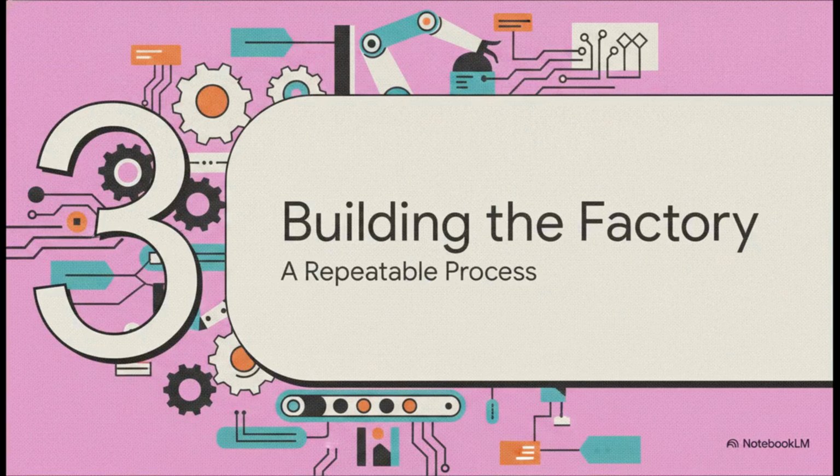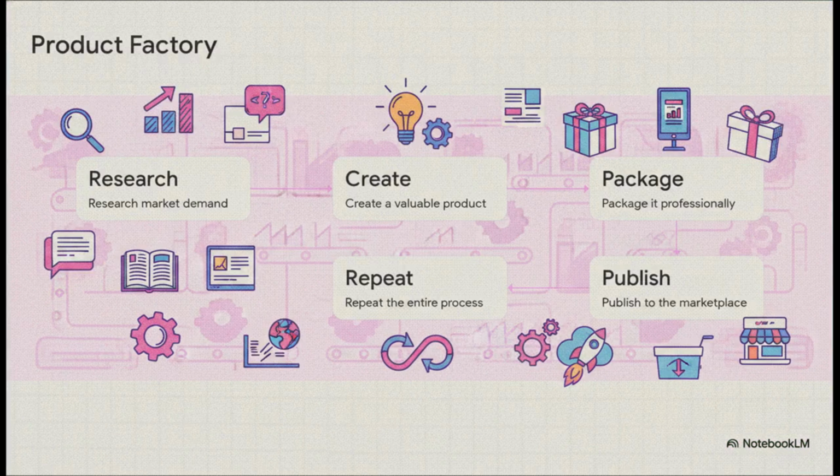All right, let's get into phase 3, building the factory. This is all about setting up a repeatable process. So how do we actually do this? A lot of folks just wing it. They slap a product together, throw it online, and cross their fingers.